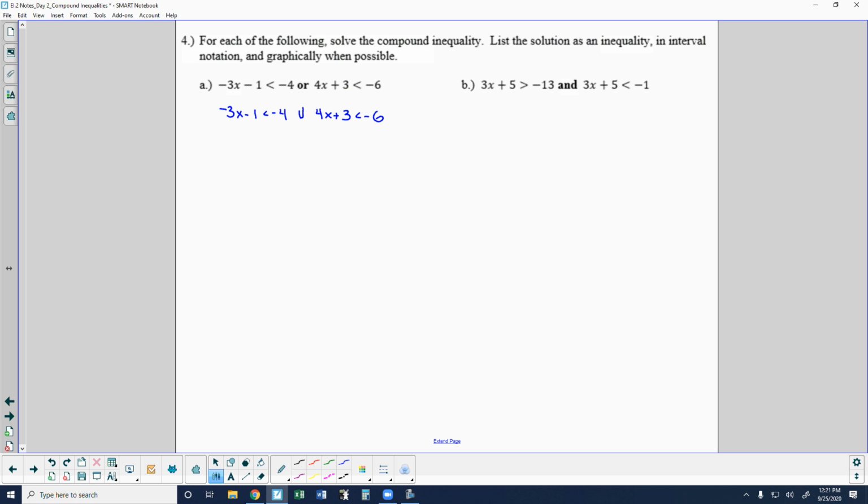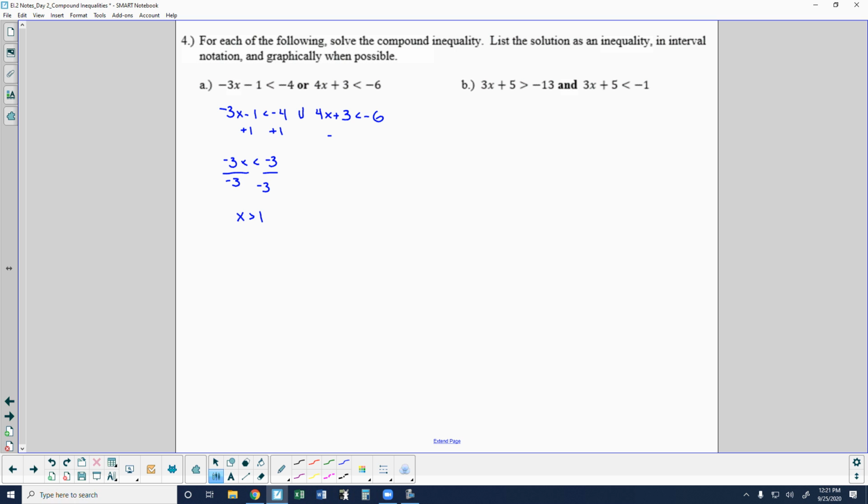And now we can solve this like we would any linear inequality. So with my first one, I'm going to work over here on the left first. I'm going to add 1, so -3x is less than -3. I'm going to divide by -3. Remember, when we divide by a negative number, we have to flip the sign, so x is greater than 1.